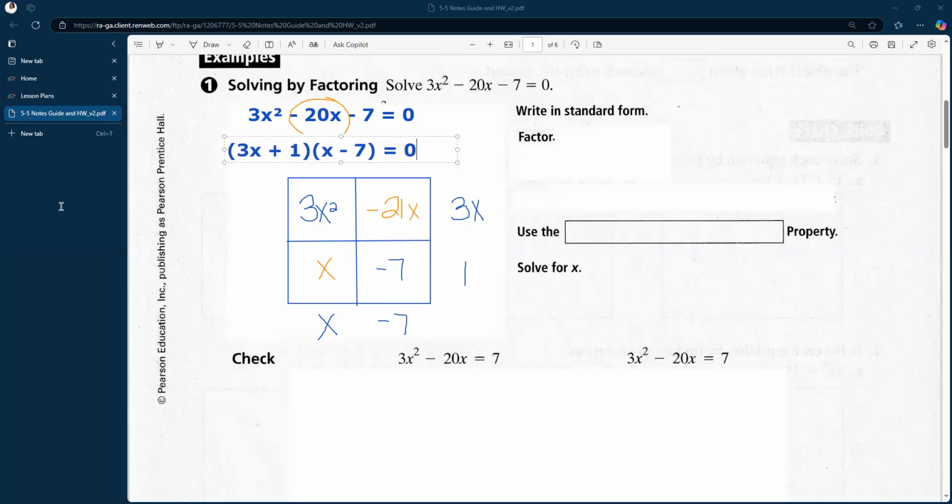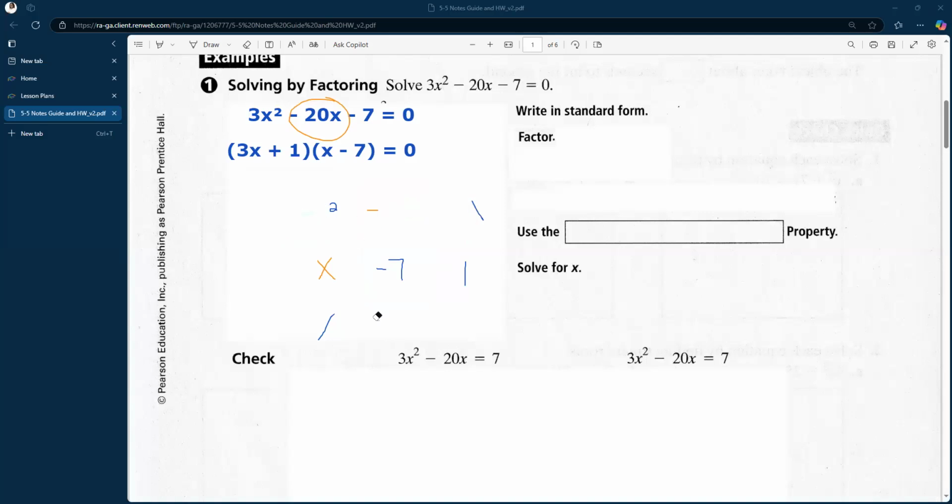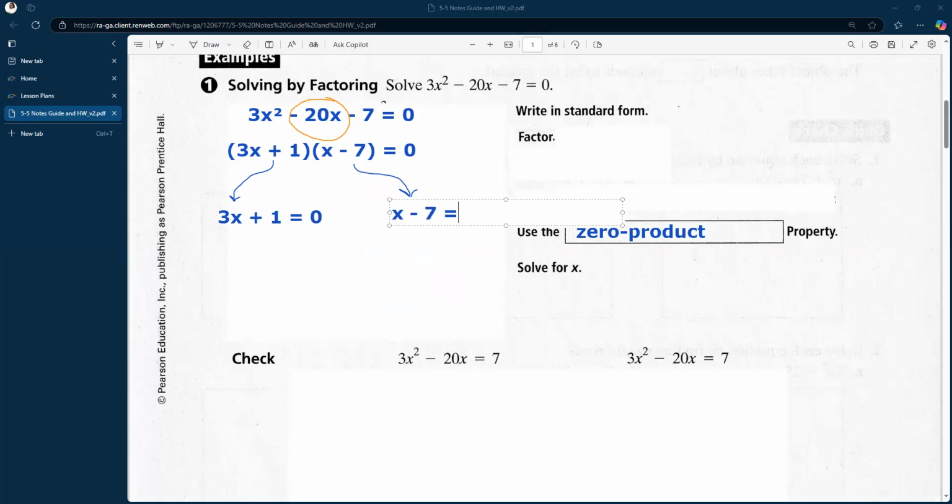Right. So I've written it in standard form. I've factored. Now I am going to use my zero product property in order to solve for my 2 x values. My first equation that I'm going to solve for is 3x plus 1 equals 0. My second equation is x minus 7 equals 0.